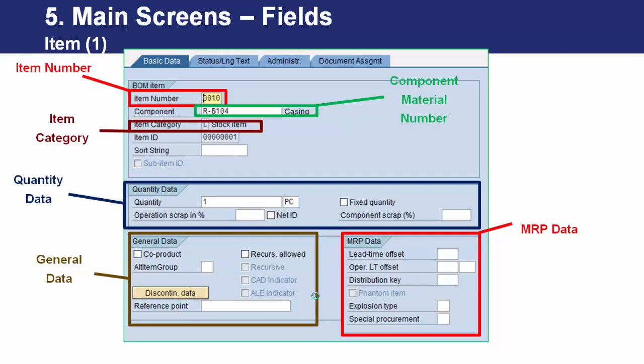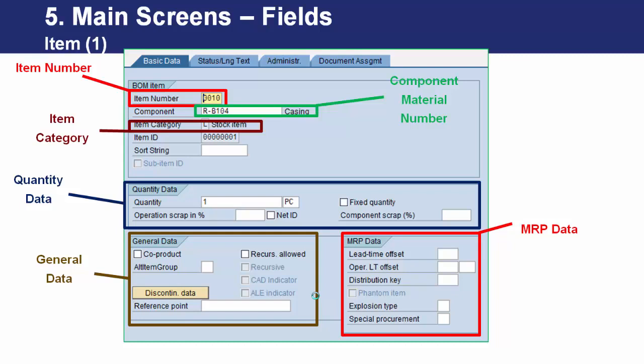In the Item Basic Data tab, we can see the item number, which is proposed by default when creating the BOM, but it can be changed. It cannot be repeated, so it identifies each line. The item category, already seen in this session. Quantity data: in addition to the required quantity, the scrap percentage can be stated, which in the MRP calculations will increment the required quantity to cover this loss.